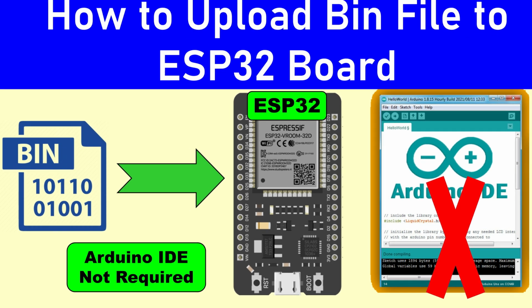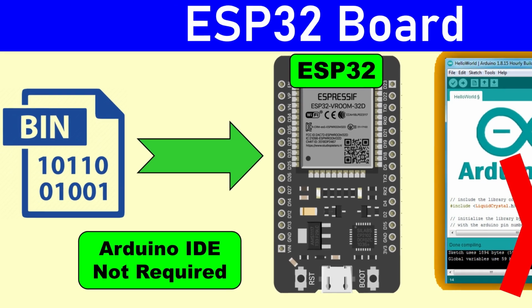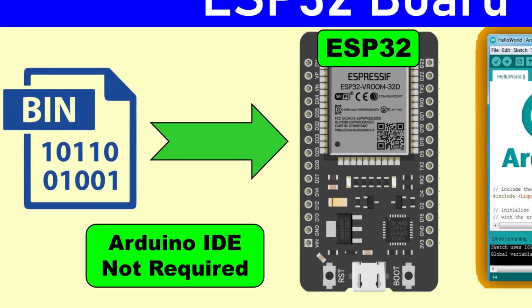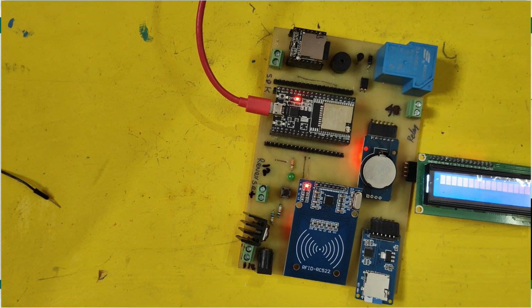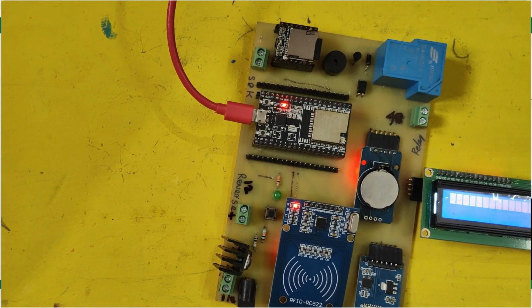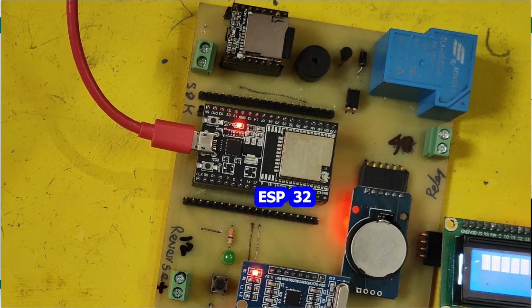In this video, I will show you how to upload the bin file to your ESP32 board. Here I have converted my Arduino file to a bin file. So, you don't need to install any library for your project, board installation, etc. A bin file is a very easy way to upload a program to your ESP32 board.